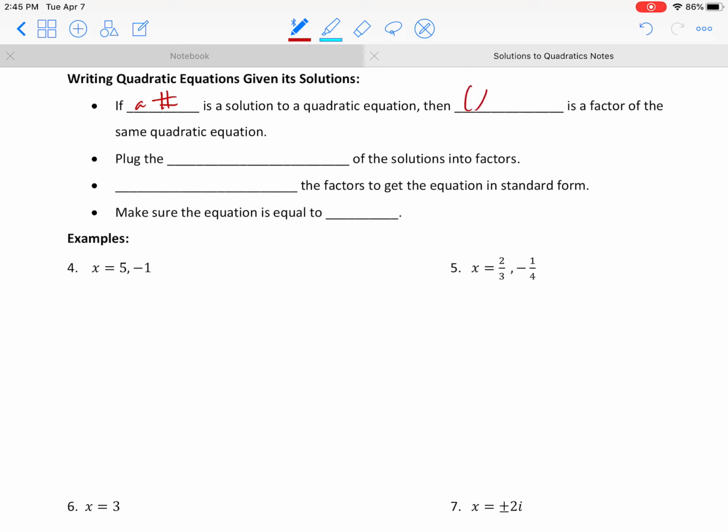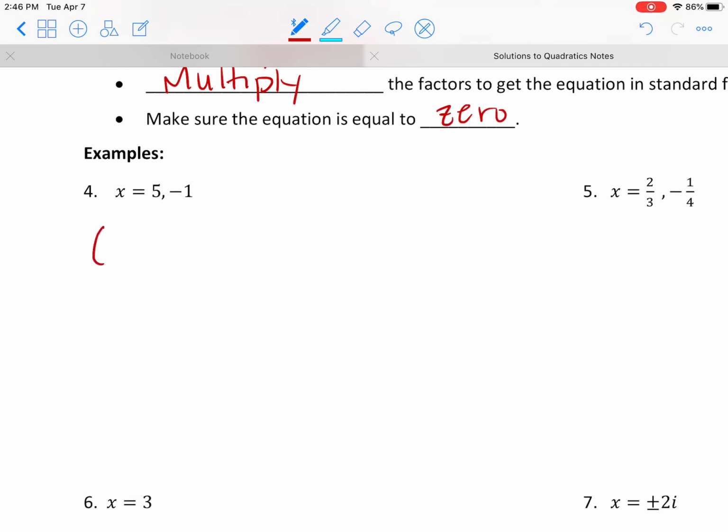If some random number is a solution to our quadratic equation, then x minus that number had to be a factor of the same equation, okay? So if you had some number as a solution, then the opposite had to be in the factor. That's what negative is, an opposite, right? And so you're going to take the opposites of your solutions and then plug them into factors, okay? And then it's just multiply those factors, distribute those factors to get the equation in standard form, and then make sure that it is actually an equation and not just an expression. So make sure you have this equation that's set equal to 0, otherwise what you're doing makes no sense, okay?